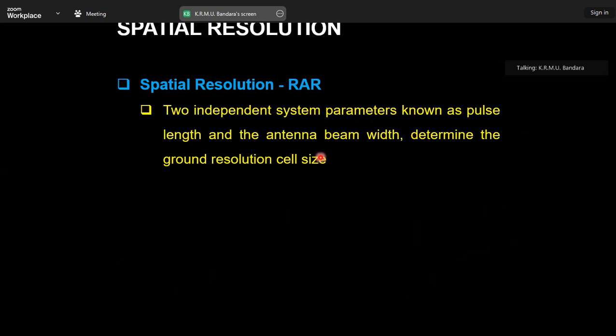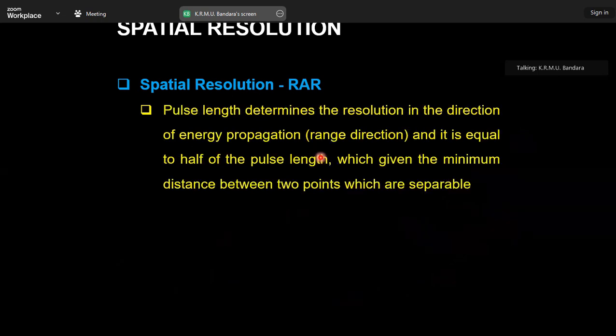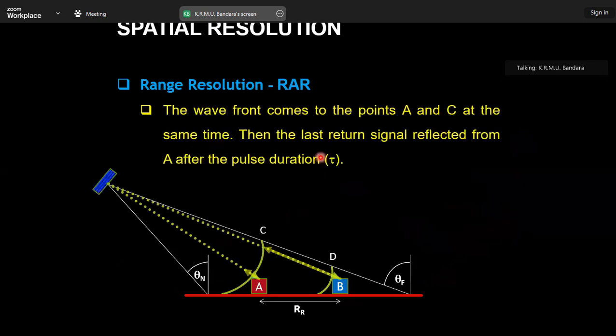Then the spatial resolution is going to be slightly complex to explain, so I will stop here. I will start from the spatial resolution in the range direction and the azimuth direction. I will explain the two-way. Okay, I will stop for today.